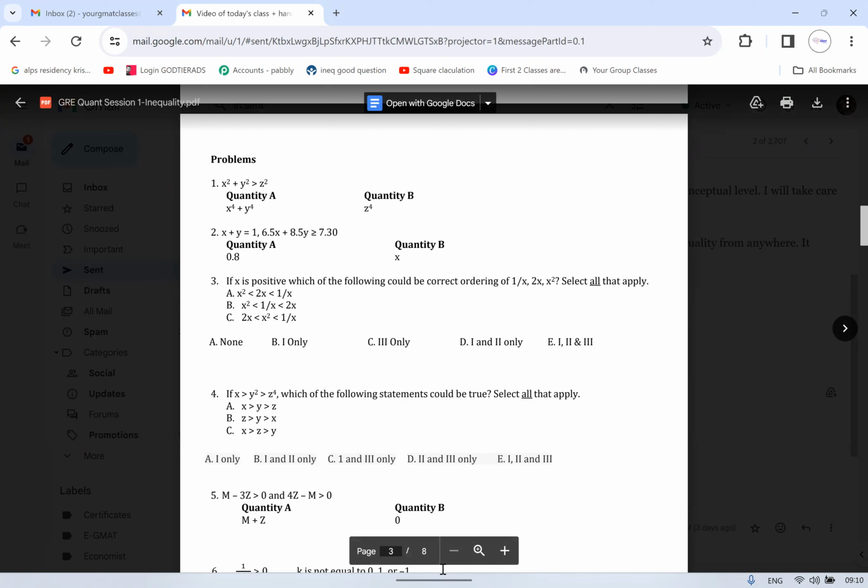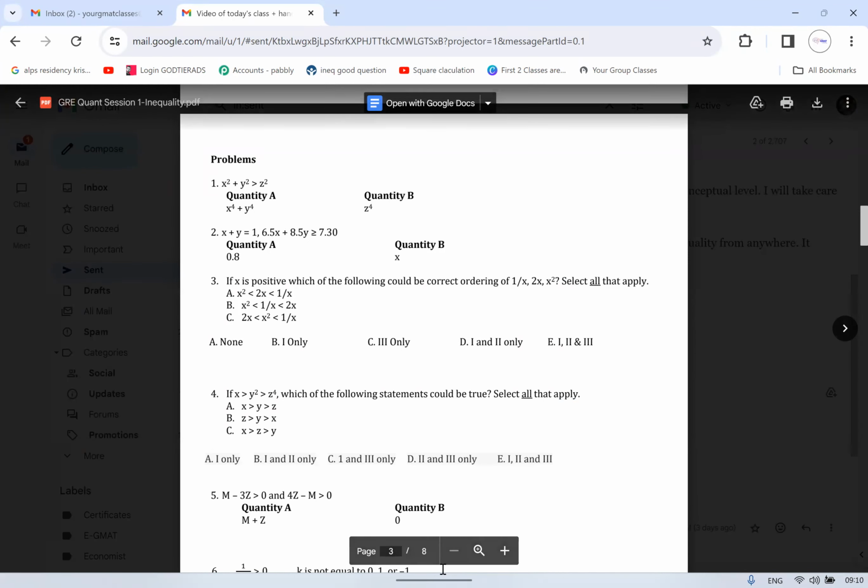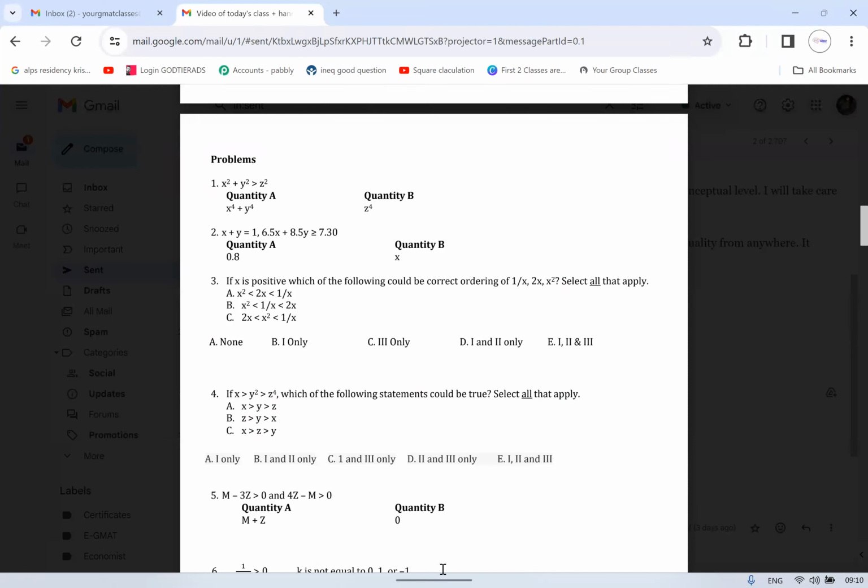They'll give you a simple question: if X is positive, which of the following could be correct ordering? Select all that apply. The moment it says select all, it could be only A as the answer, or only B, or only C, or A and B could be the answer, or B and C. So that will be there.